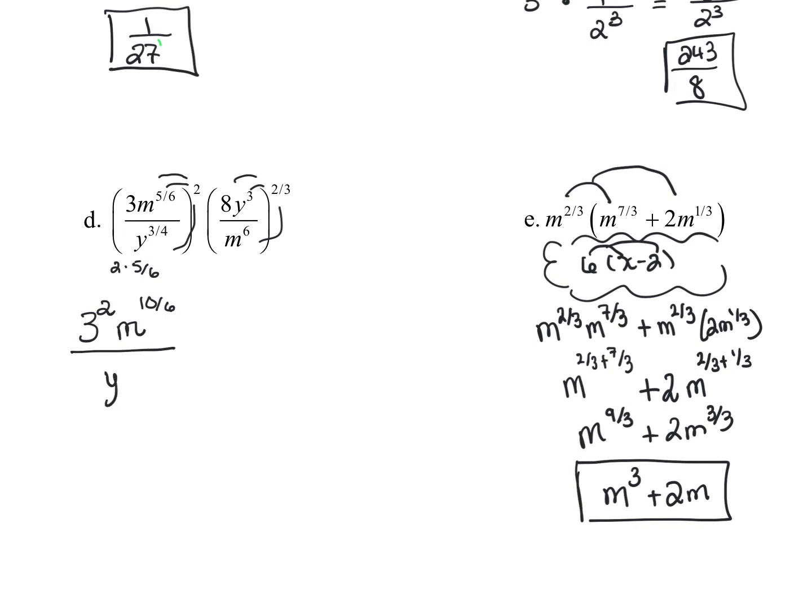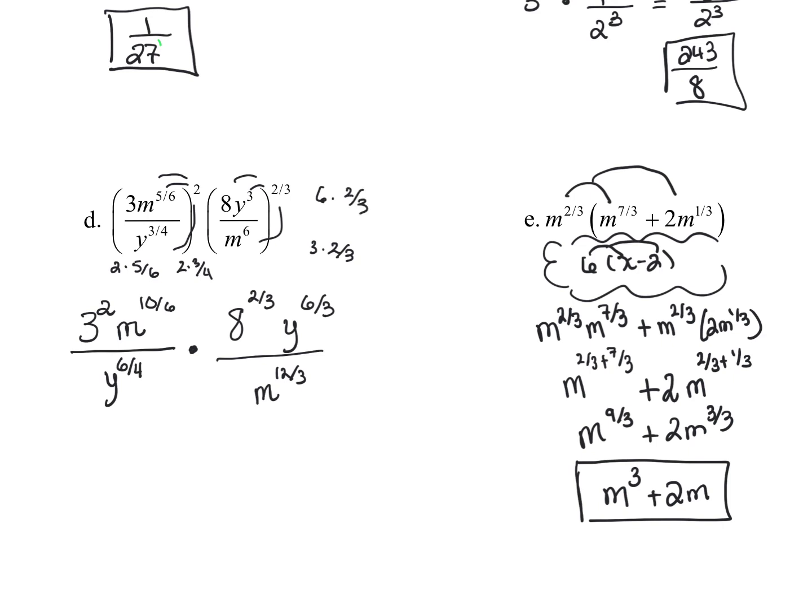Over y to the 6/4, because I did 2 times 3 over 4, so 6 over 4, times 8 to the 2/3, y, 3 times 2/3 is 6/3, over m to the 12/3, because I did 6 times 2 over 3.